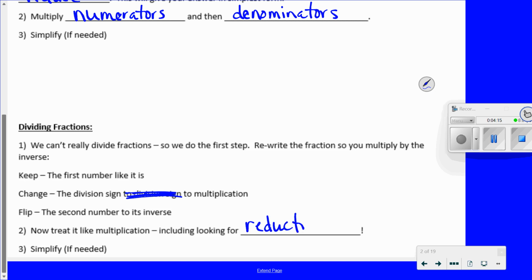Key note on that, you cannot reduce a division problem. So for those of you that understand how to do reductions and make your life easy, it only works in multiplication. You can't do it in division because that will give you the wrong answer. Once again, your last step is simplifying if needed. Any questions on the front page? No, sir. Okay, so let's go to our second page.